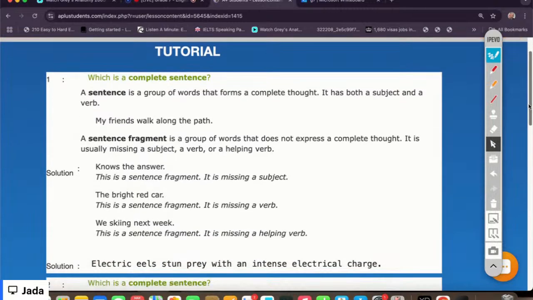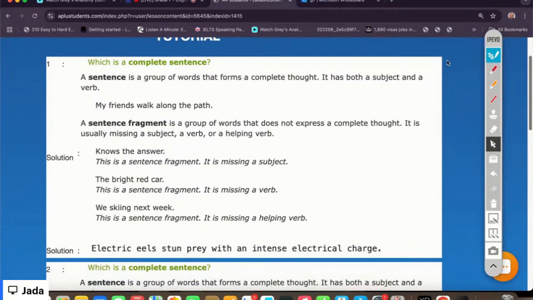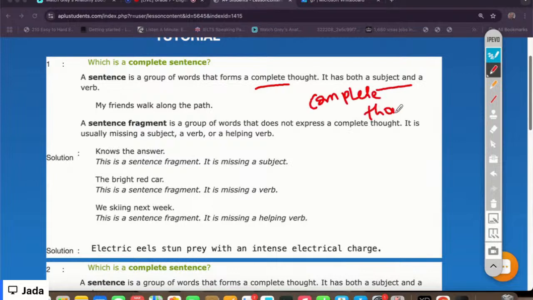Alright, so a sentence is a group of words that forms a complete thought. It has both a subject and a verb. So, complete thought for the complete sentence, having a subject and a verb. That's what a sentence has. Now we have: my friends walk along the path. Here, my friends would be the subject, and walk is the verb.